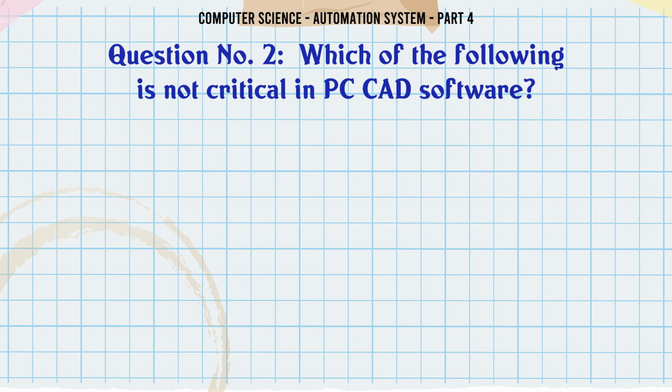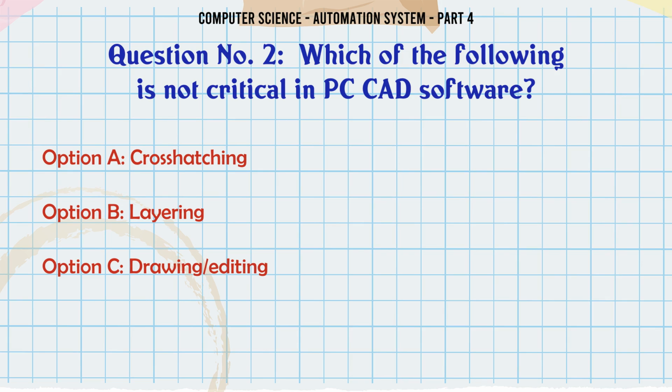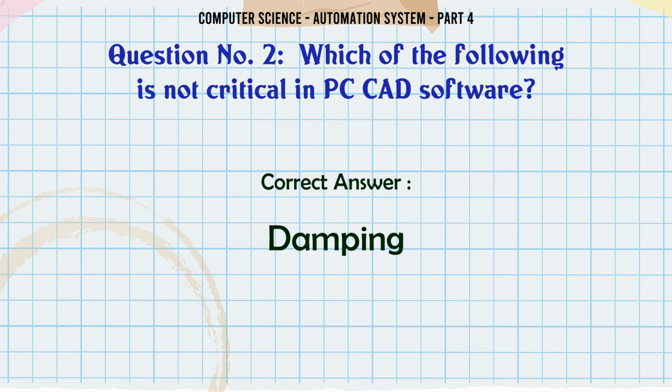Which of the following is not critical in PC/CAD software? A. Cross-hatching. B. Layering. C. Drawing editing. D. Damping. The correct answer is damping.